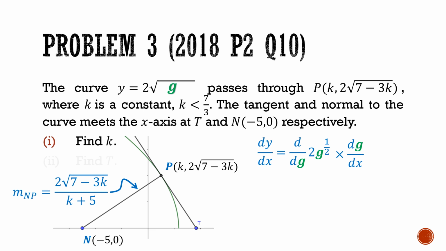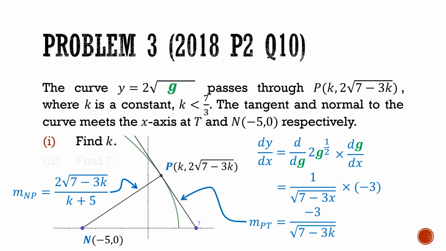So we can differentiate 2g to the power of half. That will give us 1 over square root of g. And we can replace the g back with 7 minus 3x. And dg/dx, when you differentiate 7 minus 3x, you are going to get -3. So times a chain of -3. So when we simplify that, the gradient of the tangent is going to be -3 over square root of (7 minus 3k).